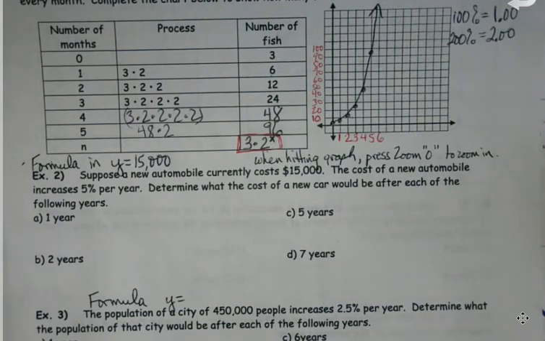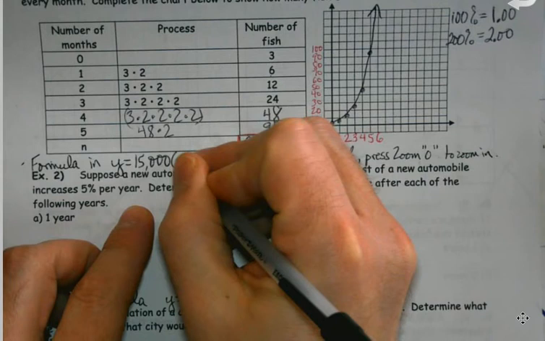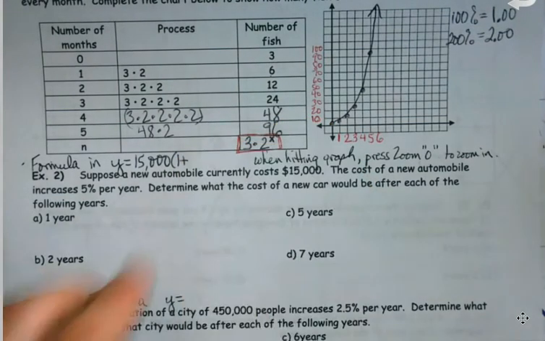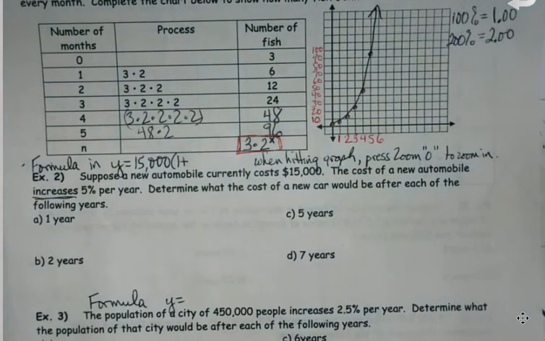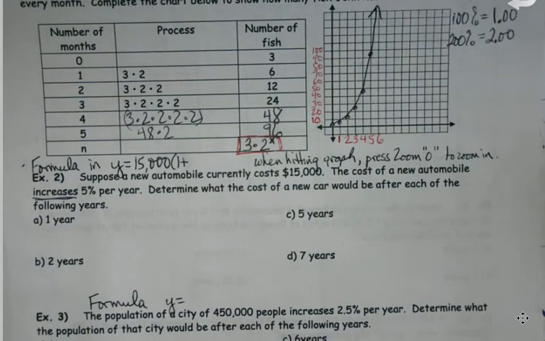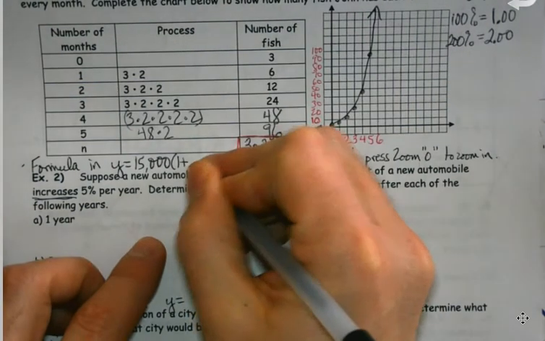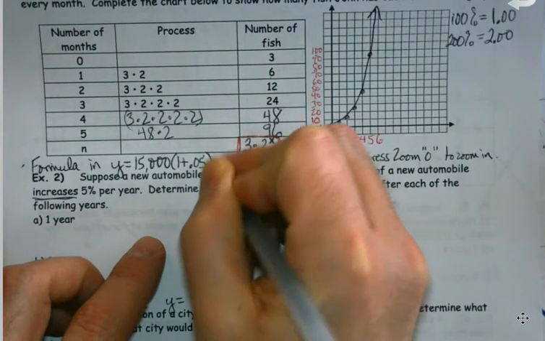So here's how this is going to work. We always start with 1 plus when it's growth. And I know it's growth because it says it's increasing, it's getting bigger. How do you write 5% as a decimal? 0.05.